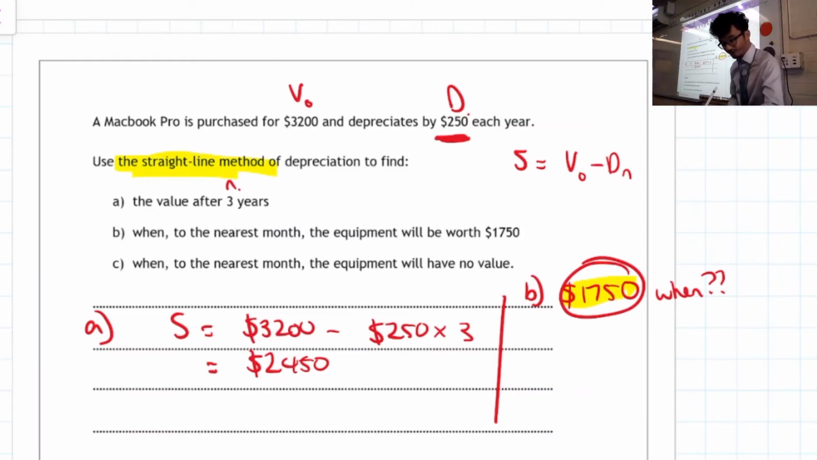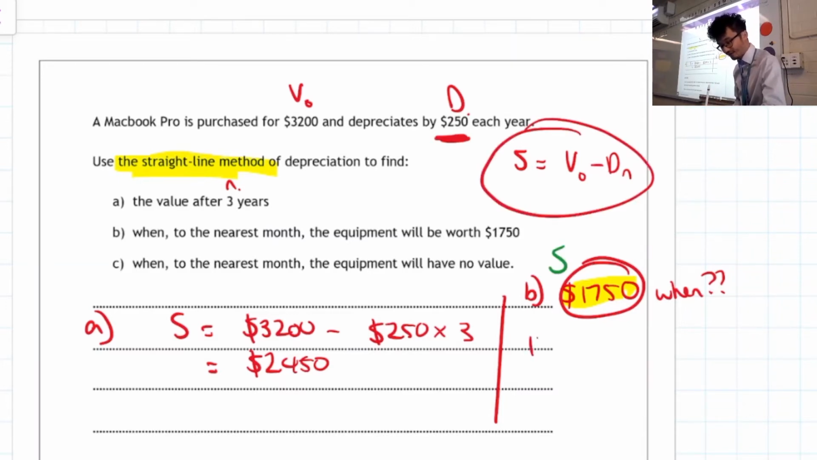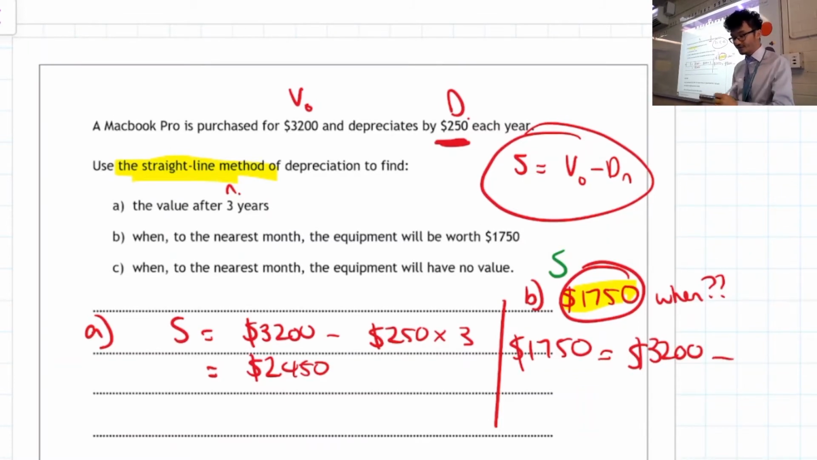So what I'll do is I'll say that this is the same as S, and so I can replace in my formula now. I'll say 1,750 is equal to, now the initial value doesn't change, that's still the same. But what does change is now I don't know what n is equal to, right? So I'm going to just write an n there. Just like that. Okay. Does that make sense?